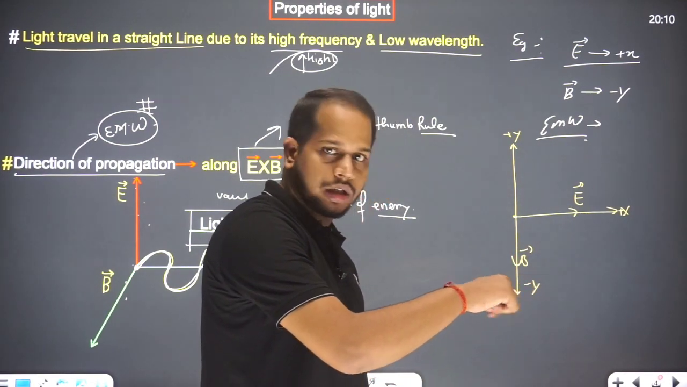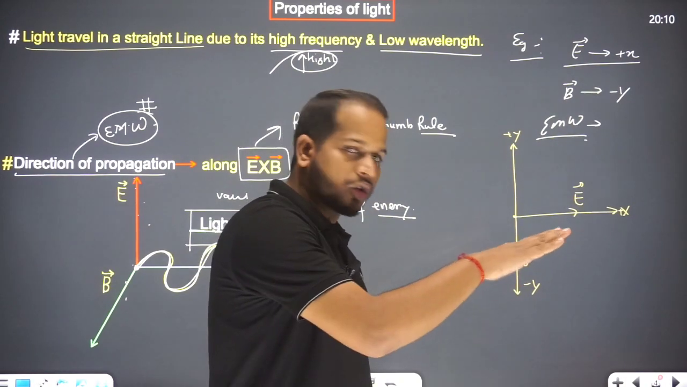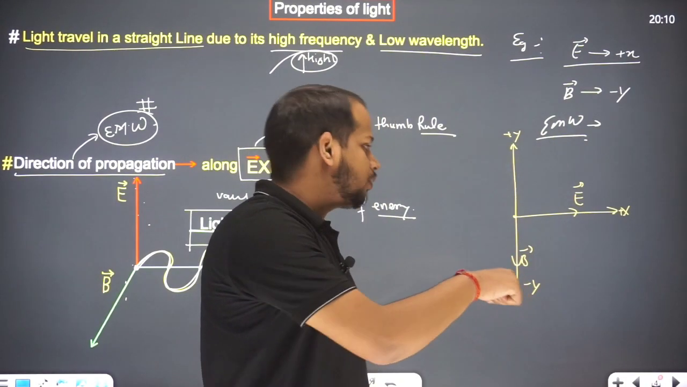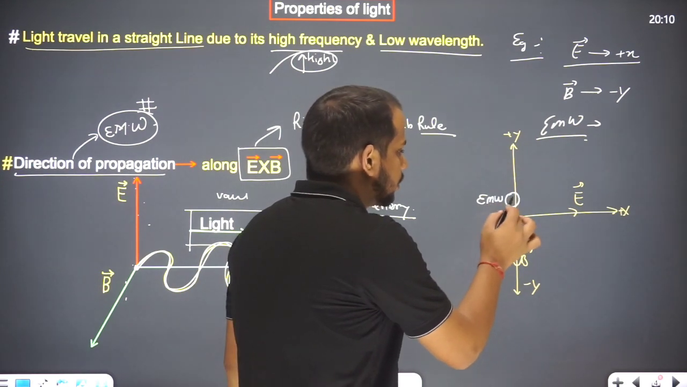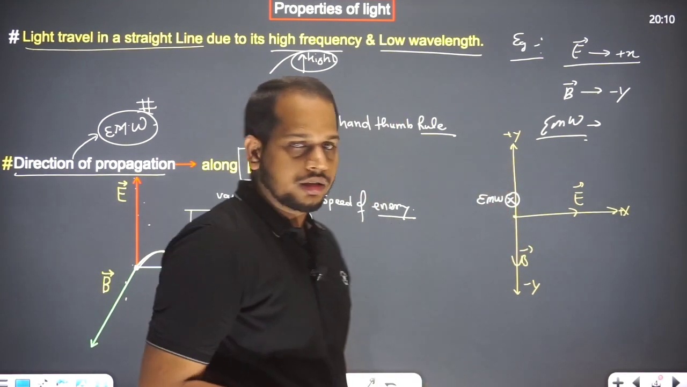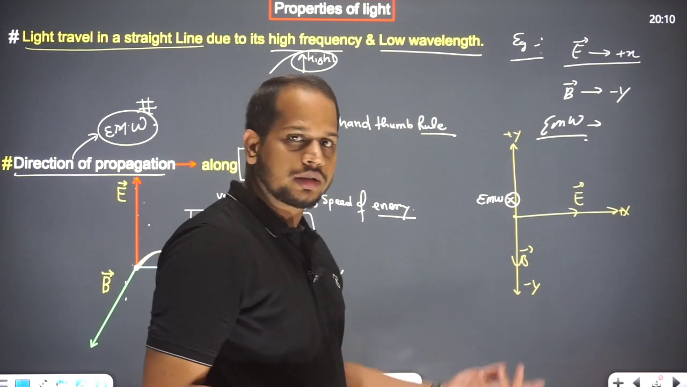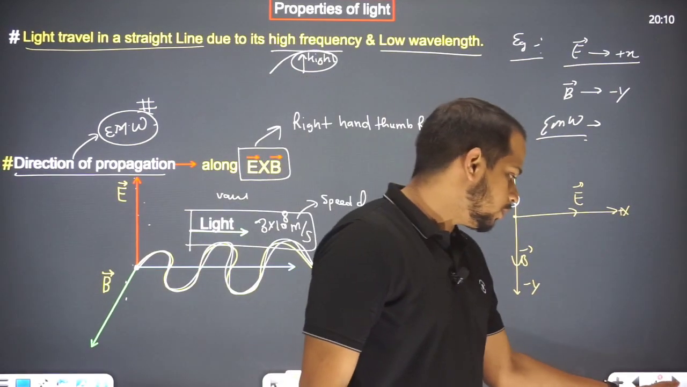So we have to take a curl downward, right? So E cross B. This is downward. So this is moving inward. So we will say the electromagnetic wave is in inward direction, right? So you can take some more illustrations by yourself. Now let's move on to the next.